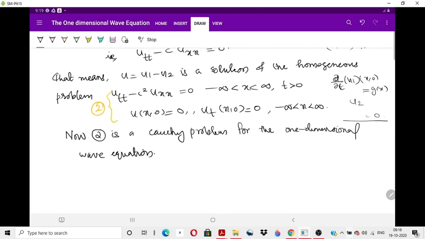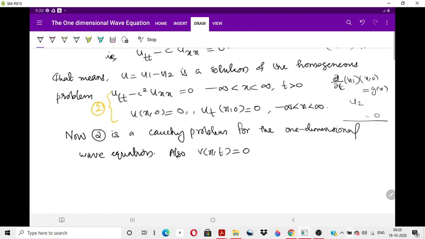And one more thing: consider the function v at (x,t) equal to 0. If we substitute v in equation number 2, then it is also identically equal to 0. The zero function will also satisfy the homogeneous Cauchy problem given by equation number 2, isn't it? Since v is identically equal to 0, its second derivatives are also 0 and first derivatives are also 0, so that means it satisfies equation 2.